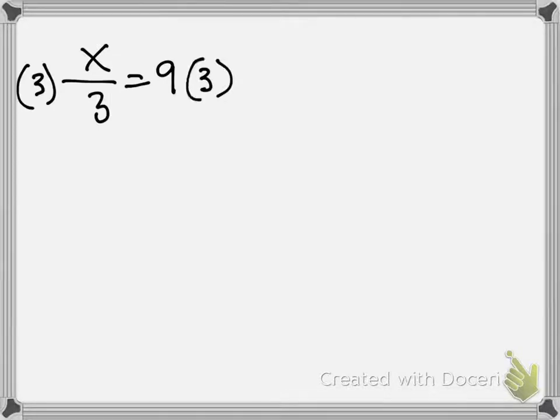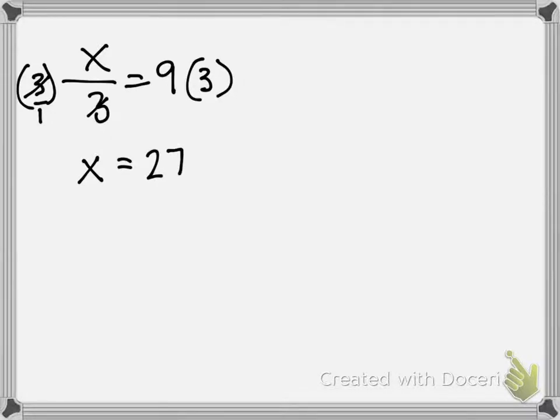Let's do one more division equation. x over 3 equals 9. The inverse of division in this problem is multiplication. So we're going to multiply both sides by 3. 3 times x over 3, we can just imagine it's 3 over 1. So these two are going to cancel out and become 1. So x is going to be by itself. And 9 times 3 is going to be 27.